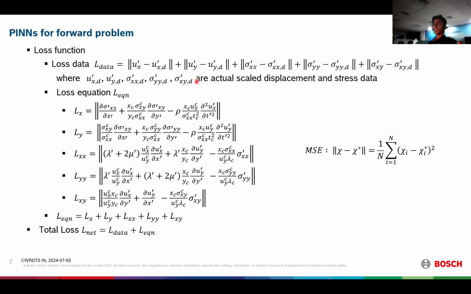And we calculate the equation loss in this non-dimensional form. It looks a bit complex, but when we non-dimensionalize, we get these equations. For the momentum, we get these two equations, and for the stress and strain relations, we get these three equations. Next, we add all these equations to get a total equation loss. And finally, we compute the net loss by summing the data and the equation losses. And for this, we use mean square error in the loss function.